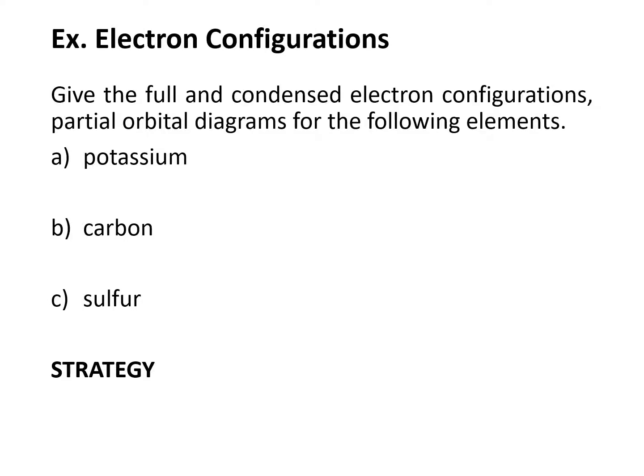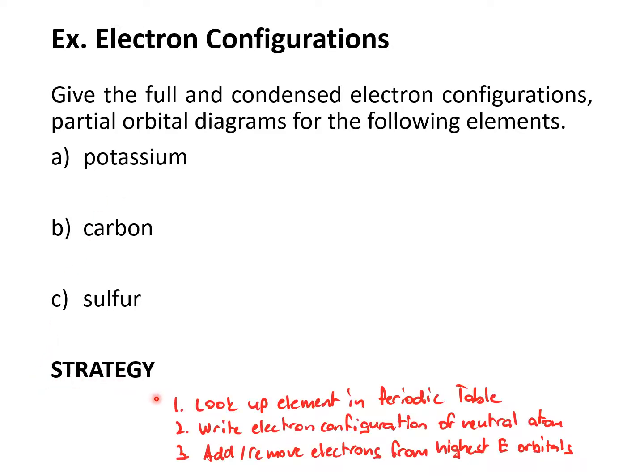In this example, we are asked to write the full and condensed electron configurations and partial orbital diagrams for each of the following elements. We'll start with potassium. The strategy here is first to look up the element in the periodic table, then to write the full and condensed electron configurations, and then third, to use this to write the partial orbital diagram.